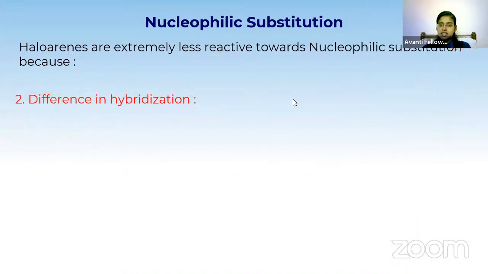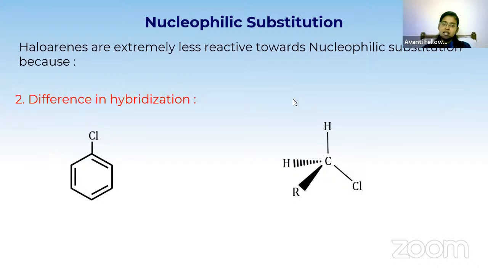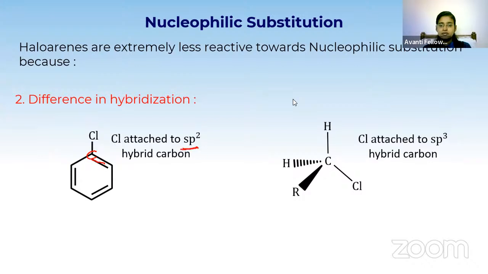Okay, the second reason is the difference in hybridization. If I talk about the hybridization of haloarene and haloalkane, in the case of haloarene, the halogen is attached to the carbon which is doubly bonded. Double bonded carbon means the hybridization of that carbon is sp2. But in the case of haloalkane, like CH3Cl, the chlorine is attached to an sp3 hybridized carbon.